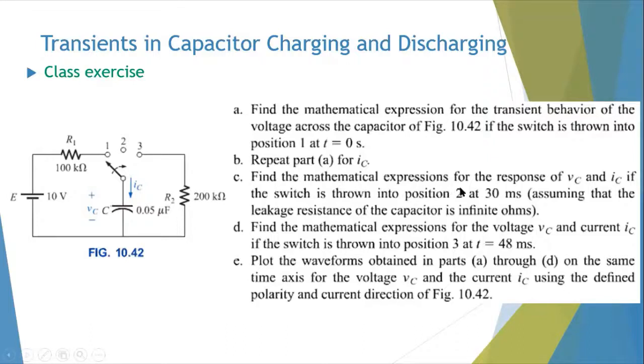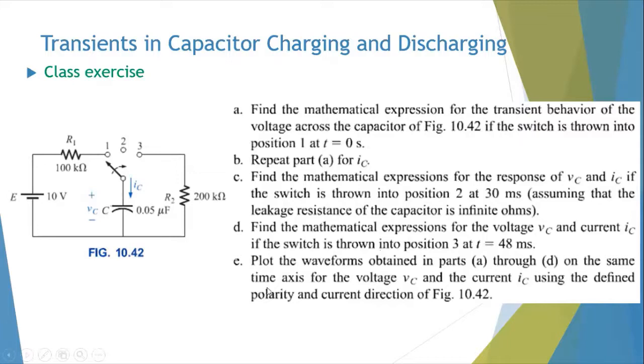Now, next one: find the mathematical expressions for the response VC and IC if the switch is thrown into position 2 at 30 milliseconds. We've just said your time constant here is 100K times 0.05 microfarads, so 5 milliseconds. So you can assume your capacitor is fully charged, meaning it reaches a value of 10 volts after 5 time constants, which is 5 times 5 milliseconds, 25 milliseconds. Here it's saying 30 milliseconds, which is more than 25 milliseconds, so in this case you can assume your capacitor has fully charged.